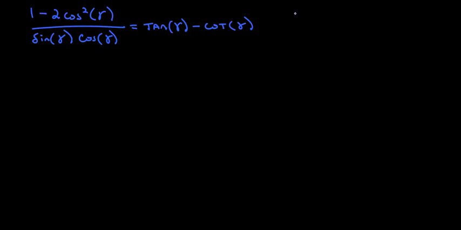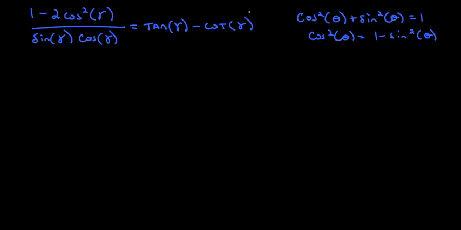So I know that cosine squared of an angle plus the sine squared of an angle is equal to 1, which means that cosine squared of an angle is equal to 1 minus sine squared of an angle. Okay, so we'll keep that thought here, and we'll use that as the insert on this side.